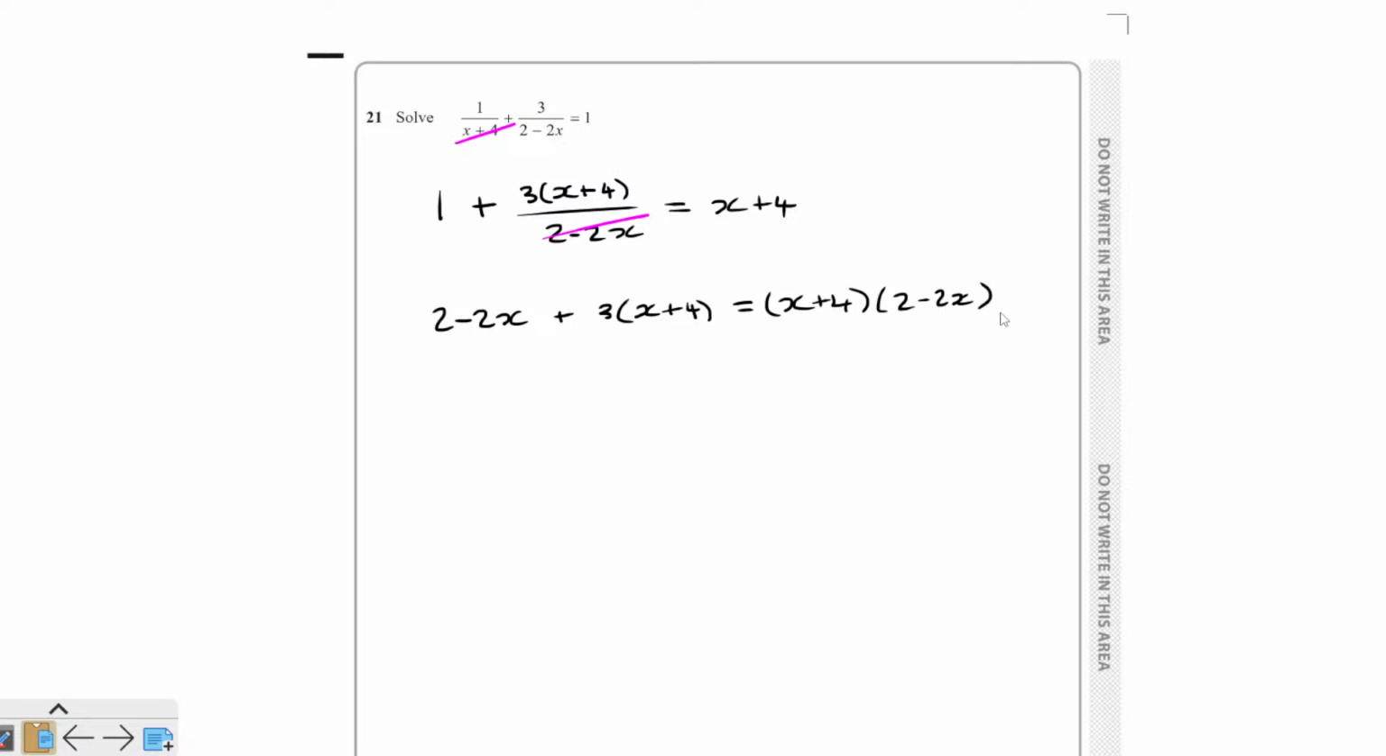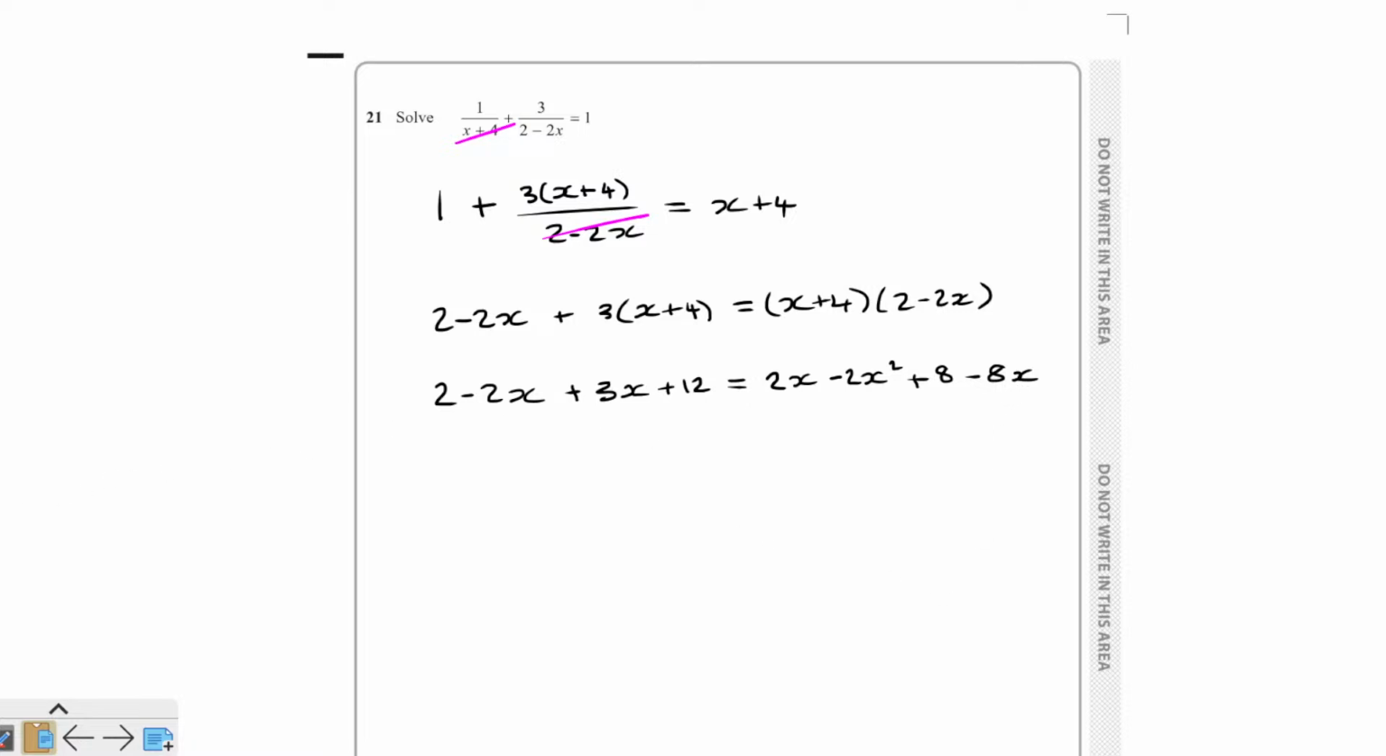Now, obviously the next thing is, logically, just expand and simplify everything. So 2 minus 2x plus 3x plus 12 on that side, and on the right it's obviously expanding double brackets. We've got, in the wrong order, but that's fine, 2x minus 2x squared, and then plus 8 minus, just be careful with all the negatives, 8x.